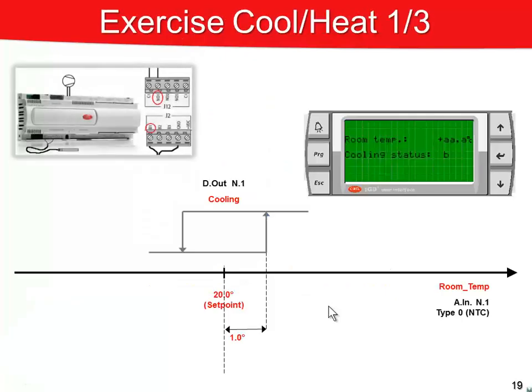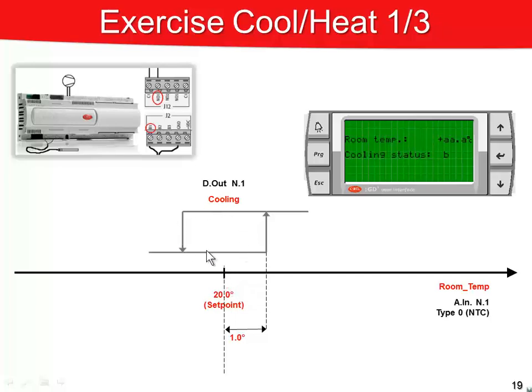This is the exercise I'm going to create. This is a simple thermostat function, direct, so I will read the room temperature from the analog input number 1, that is the first available in the Pico. I suppose to use an NTC sensor, and then we will compare the value of temperature with a fixed set point and a differential of 20 and 1 degrees.